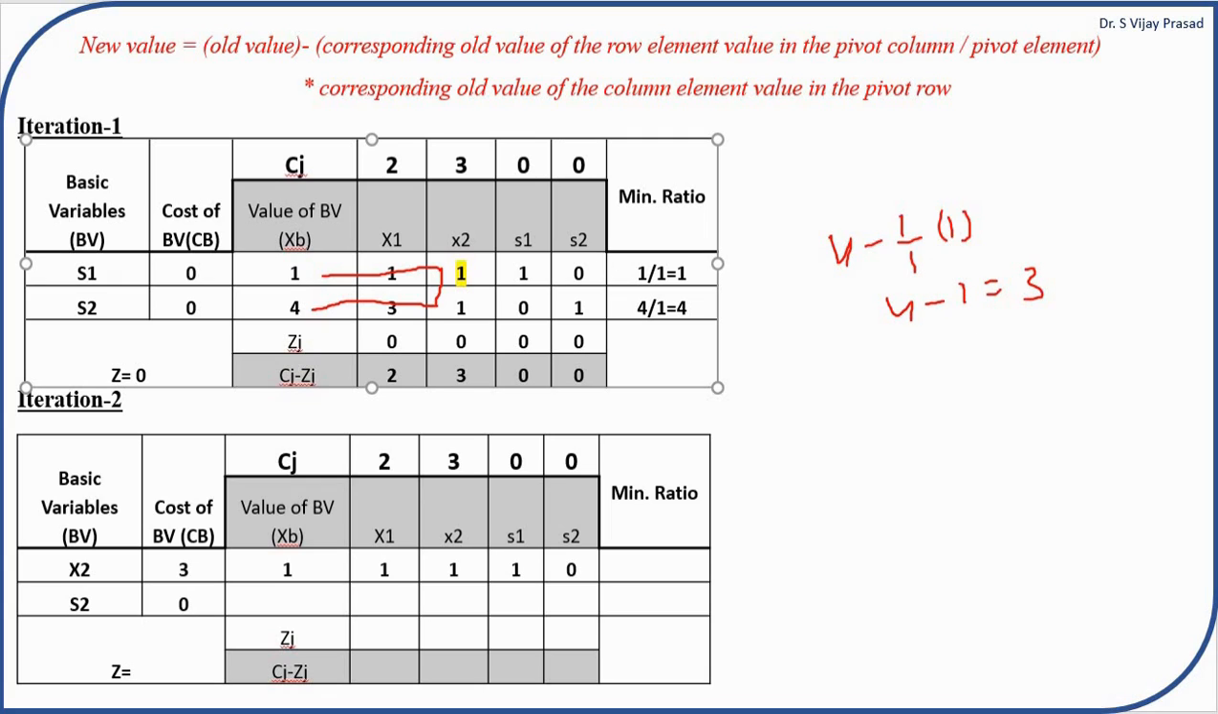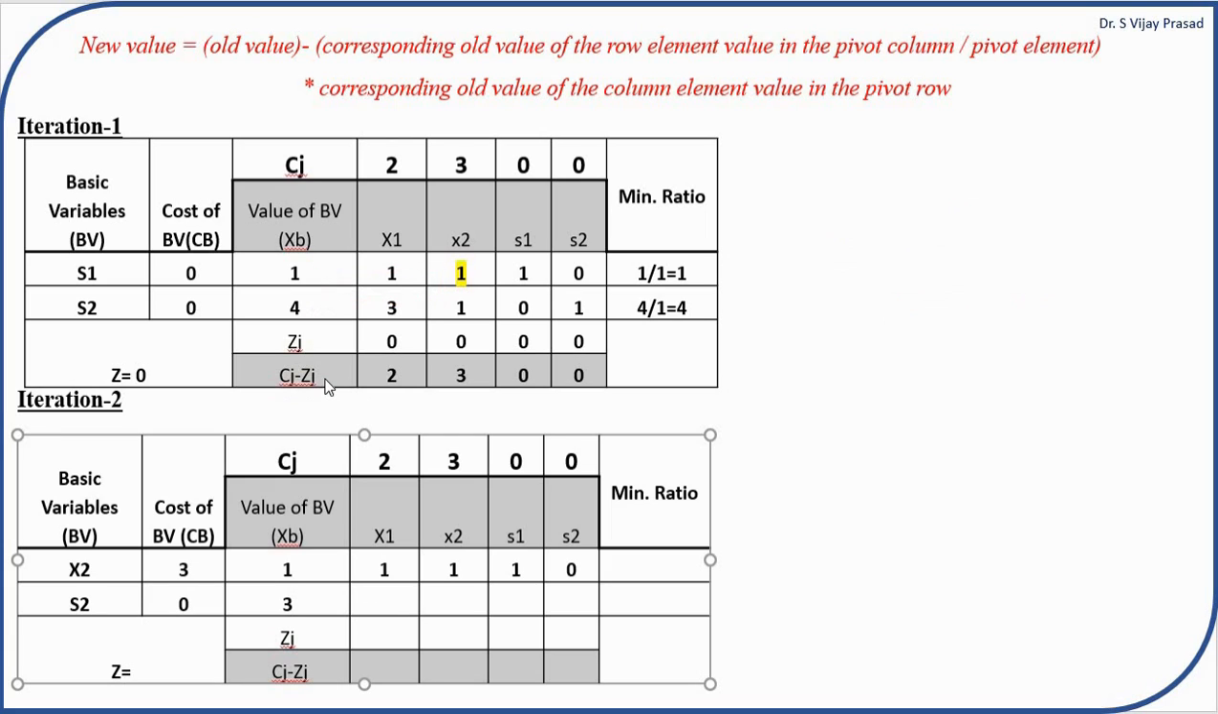Now here we are getting 3. Now we are going to get another value. Here the x1 value you need to calculate. We take a very similar formula, which is very simple. This is the old value minus the key element row value, divided by 1 into 1. Like this: 3 minus 1 by 1 into 1, which is equal to 2. Here I will get 2.